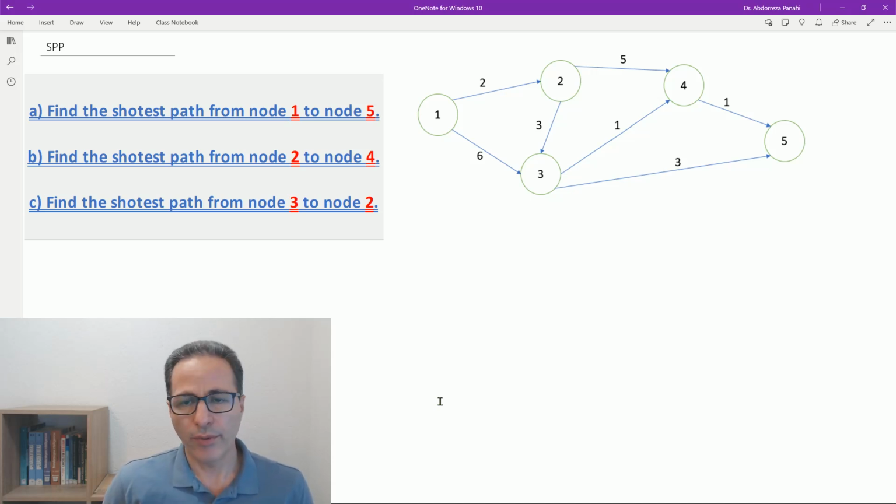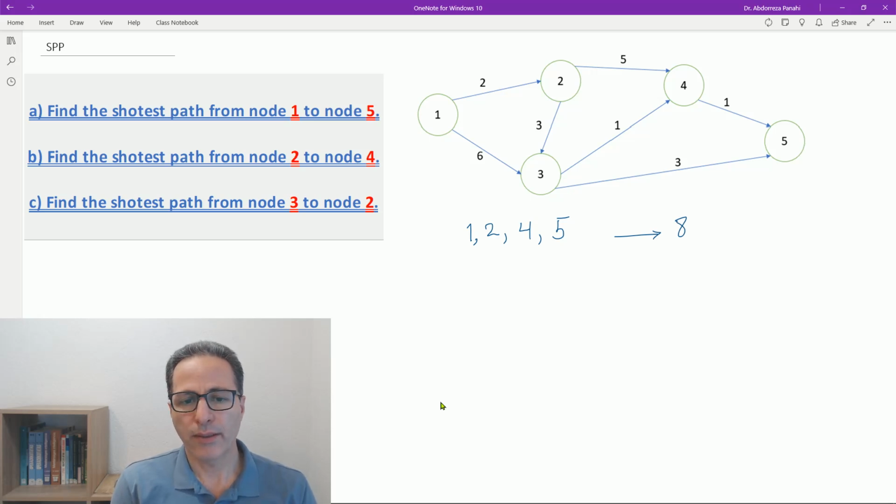Another time from 2 to 4, and in part C we want to try to find the shortest path from 3 to 2. But without using the algorithm and solving as a linear programming model, we can check it because it's a basic network. We can see that here from 1 to 5, we can check all the possible paths. I can start from 1, go to 2, and then 4, and then 5, this path. And the cost for this is going to be equal to 2 plus 5 plus 1, which is 8.